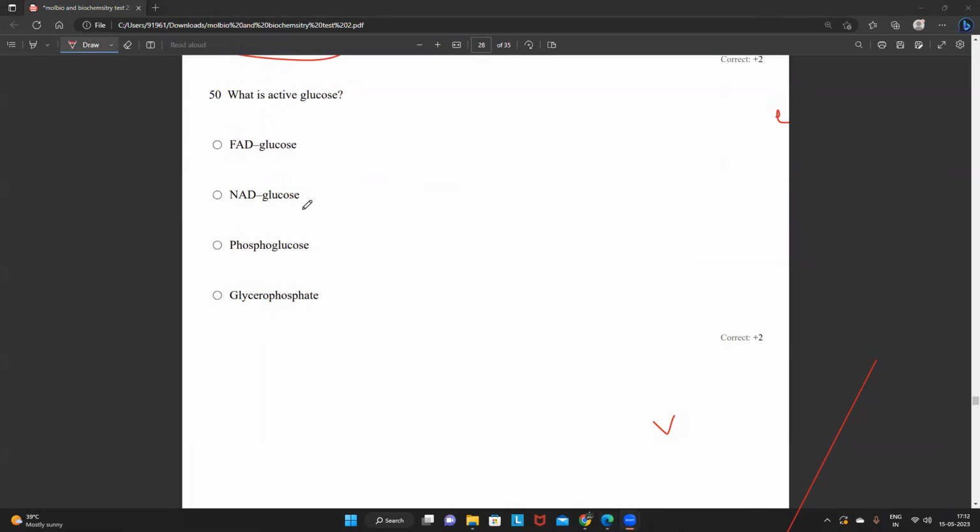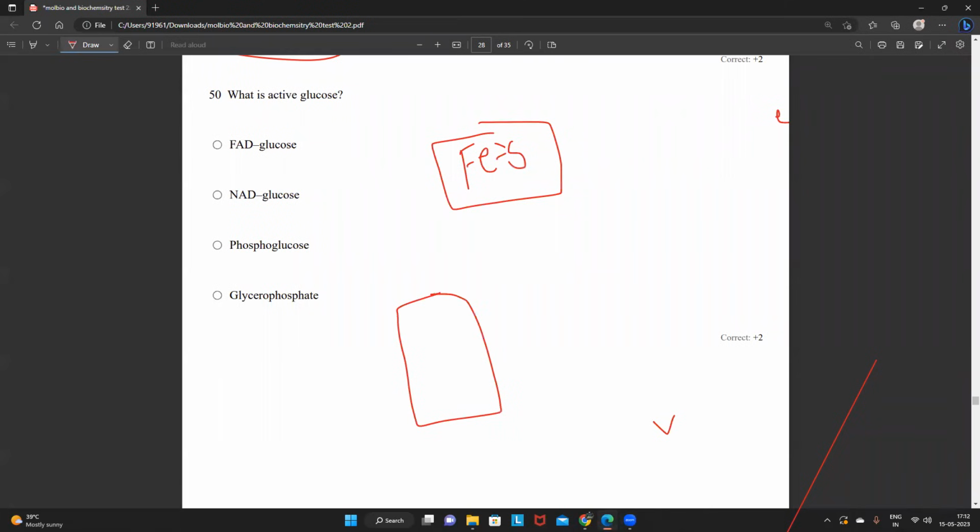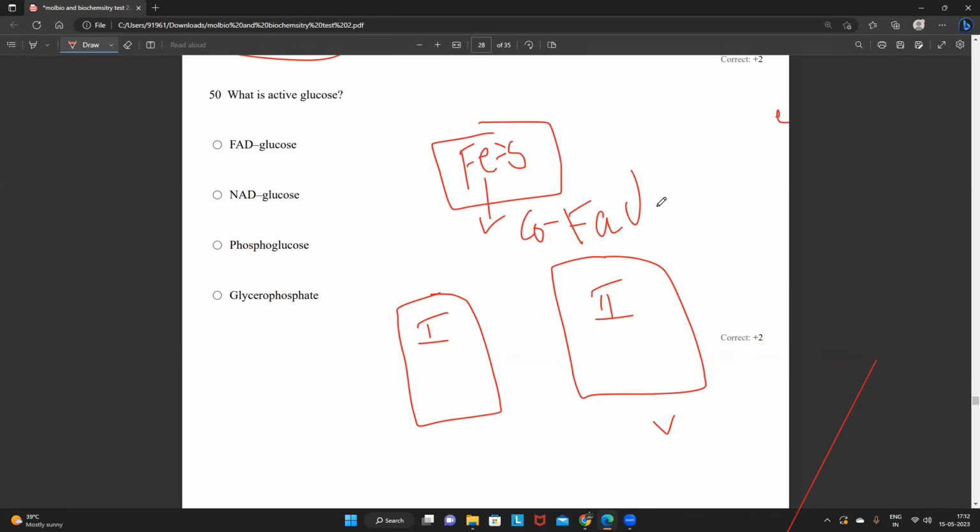Now, for the next week's syllabus, I am telling you right now, because from tomorrow: iron sulfur proteins are part of electron acceptor complex 1, and they are part of complex 2. So iron and sulfur can act as cofactors. They do not act as electron carriers. Okay, they will only act as cofactors.